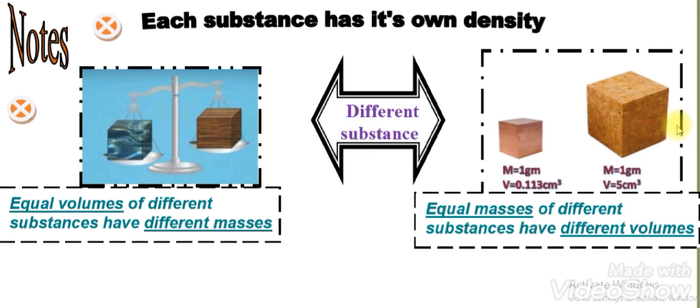And in the other case, when 2 cubes have equal masses, they will be different substances with different volumes. So also the density of each substance will be a different number.